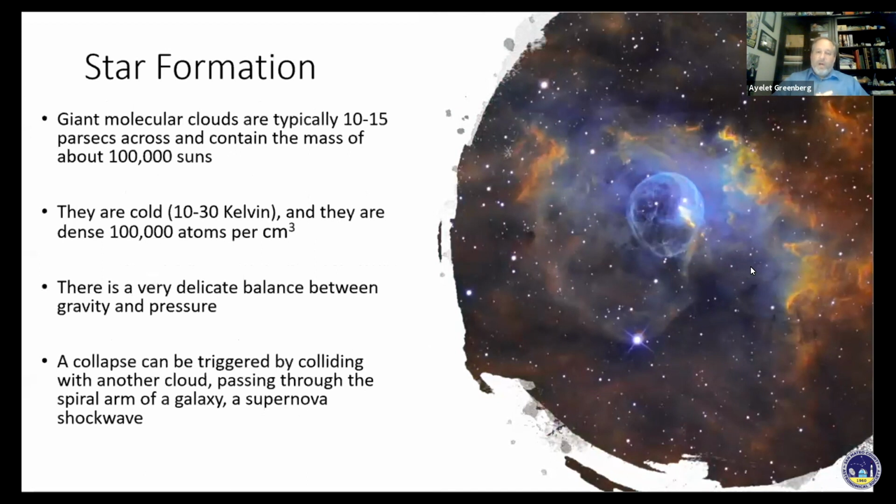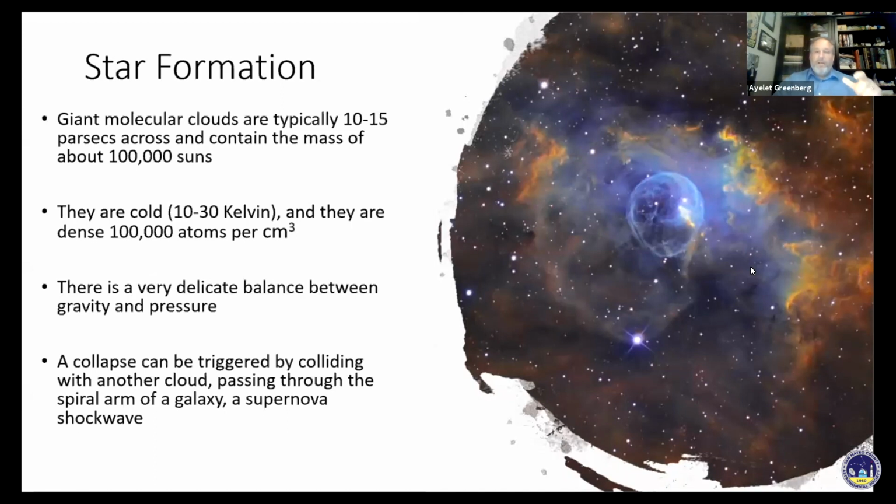protostar. So we start with this cloud of gas, and this is another example of a nebula that has lots of gas in it. Now, what is the size of these clouds of gas in space? They're roughly, on average, 10 to 15 parsecs. Some of them can be larger, some of them can be smaller, but on average, they're between 10 to 15 parsecs. What is a parsec? For those who are not familiar with the term, a parsec is about 3.2 light years across.